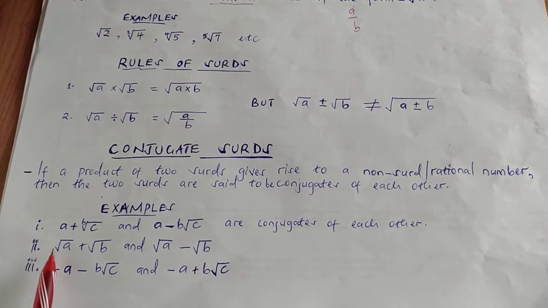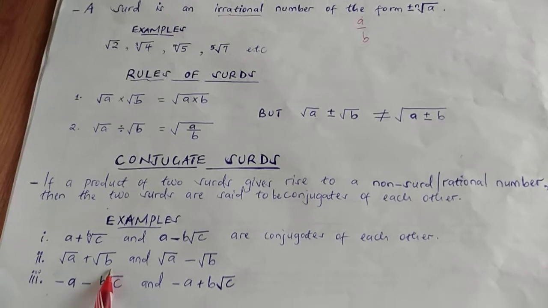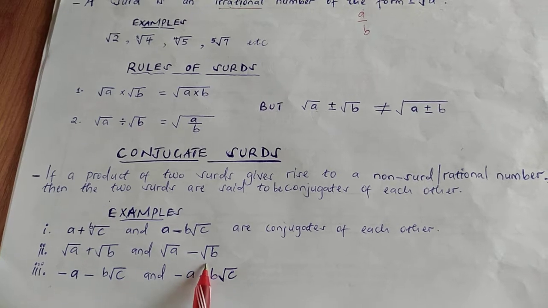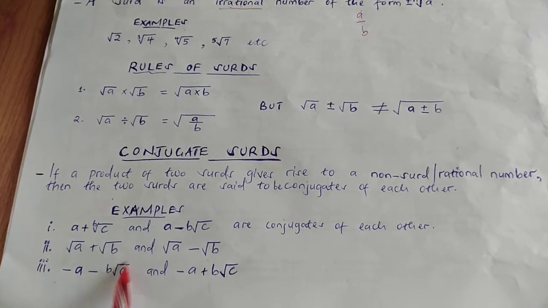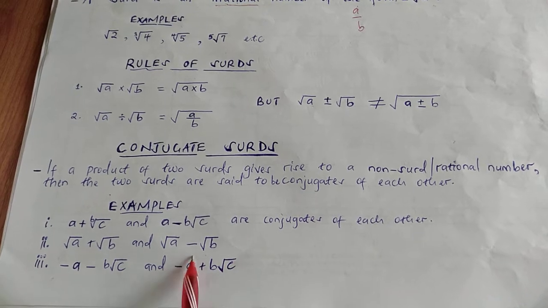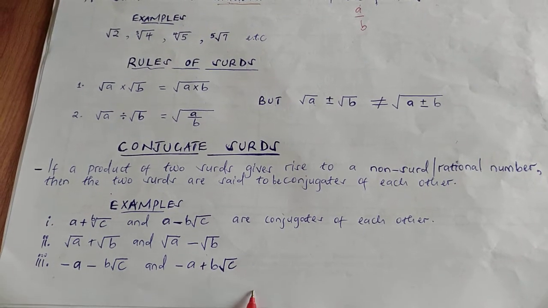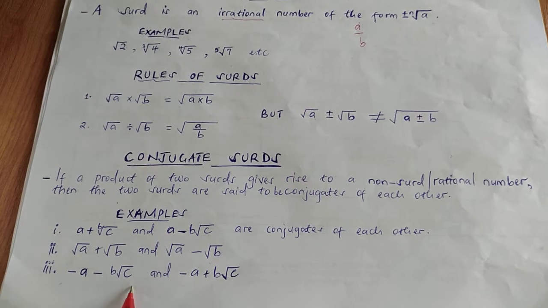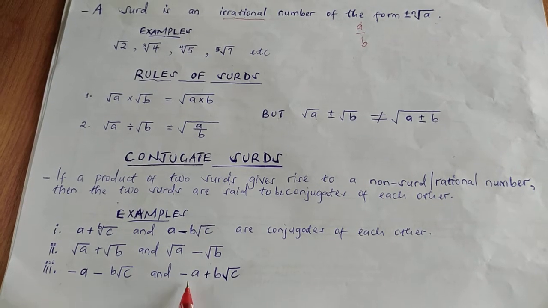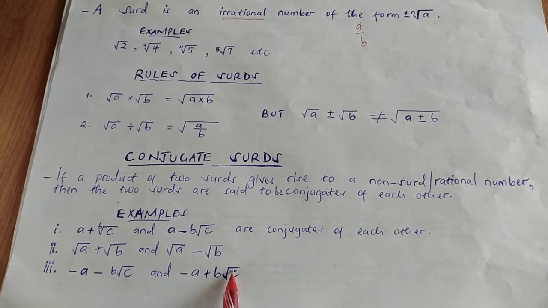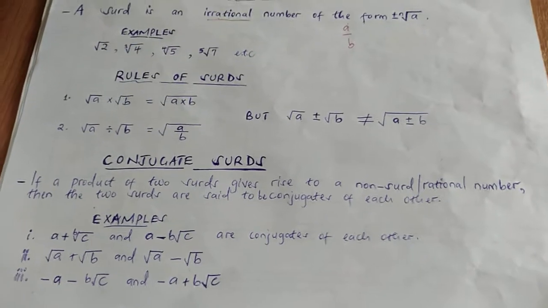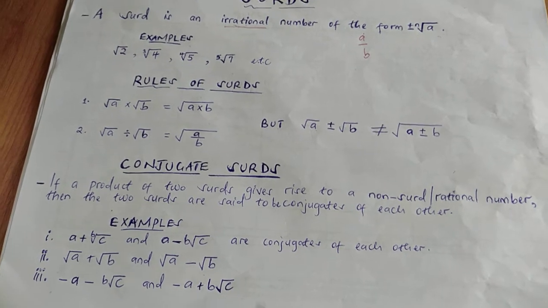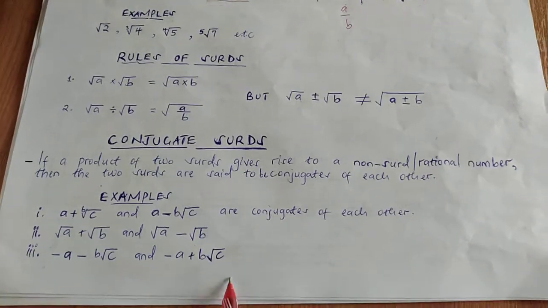Number two, root a plus root b and root a minus root b, the product of these two gives a rational number, and therefore these two are conjugates of each other. The same applies here. Minus a minus the bth root of c and minus a plus the bth root of c, the product of these two gives a rational number, and therefore these two are conjugates of each other.